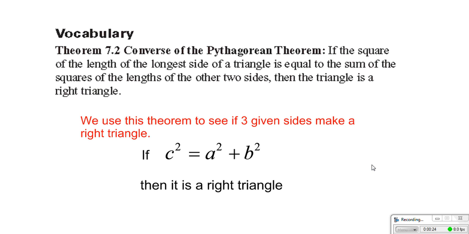Another way to state it is, if c squared equals a squared plus b squared, then it is a right triangle. Let's look at some examples.